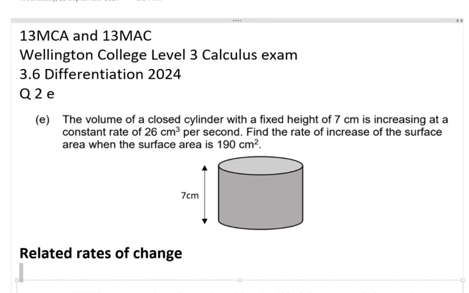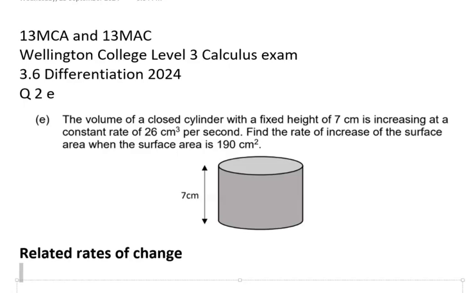This is a related rates of change question, and although there are a couple of different ways you could do it, it's a pretty straightforward one as long as you go slowly. As soon as you see that the problem's about a cylinder, you think about whether we're looking for the lid of the cylinder and the base of the cylinder.